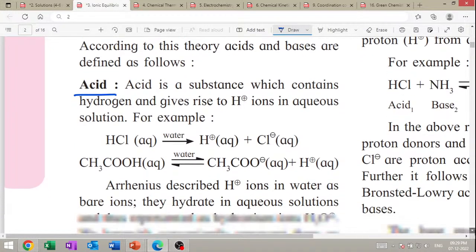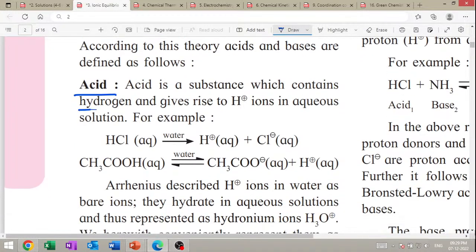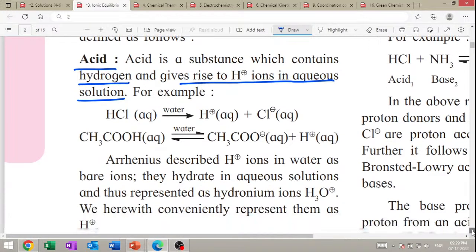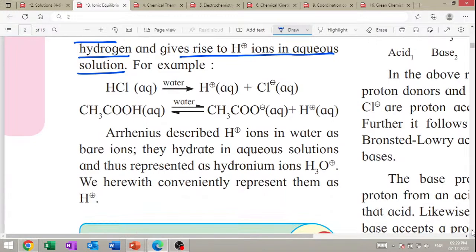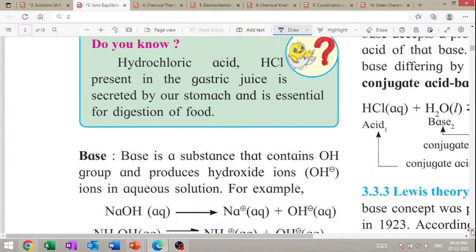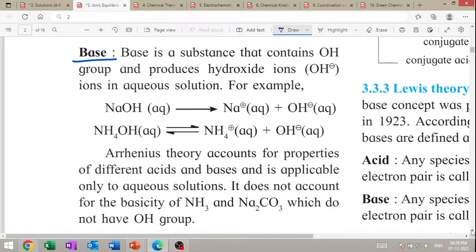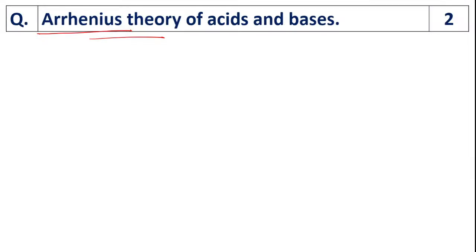Arrhenius theory: acid is a substance which contains hydrogen and gives rise to H plus ion in aqueous solution. This is acid, and one example is HCl gives H plus plus Cl minus. This is weak acid, acetic acid. And next is the base. Base is a substance that contains the OH minus ion, OH group, hydroxide ion. And this is one example. So if asked the question as Arrhenius theory, only write the Arrhenius theory and the examples.